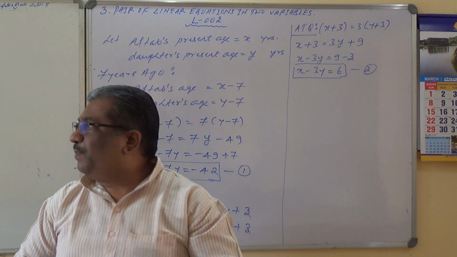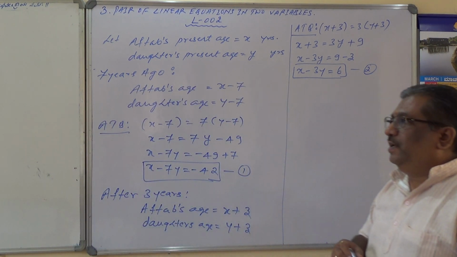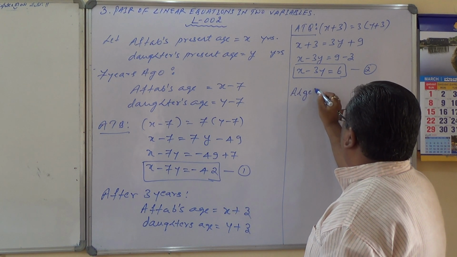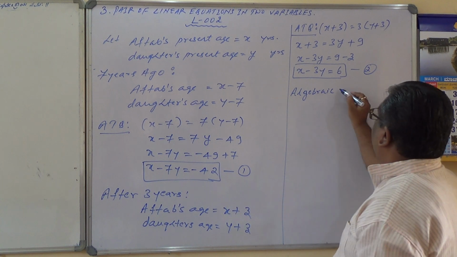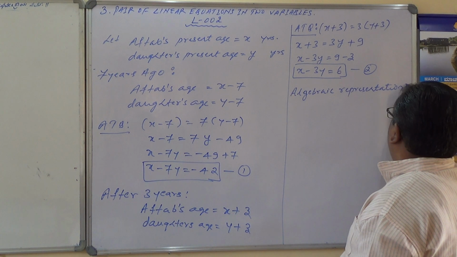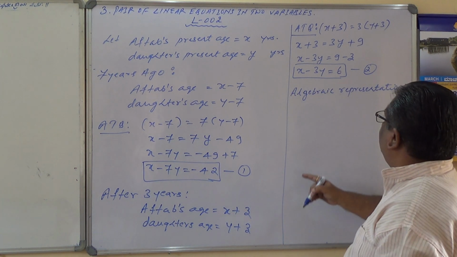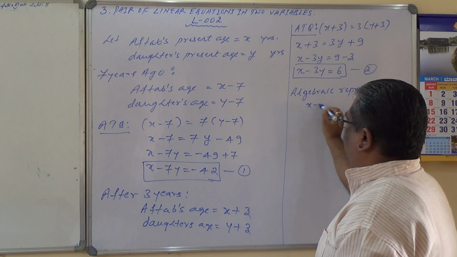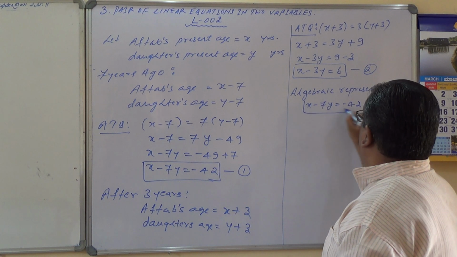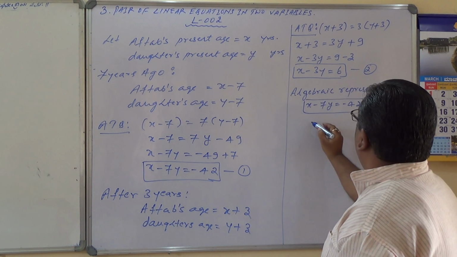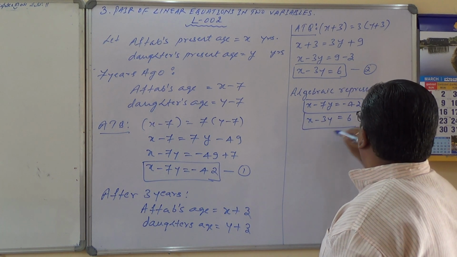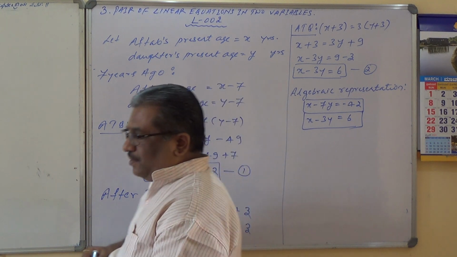The question is, represent the situation algebraically and graphically. Therefore, algebraic representation. What is algebraic representation? Linear equations in two variables. Those are equation number x minus 7y equals minus 42 and x minus 3y equals 6. These are the algebraic representations.